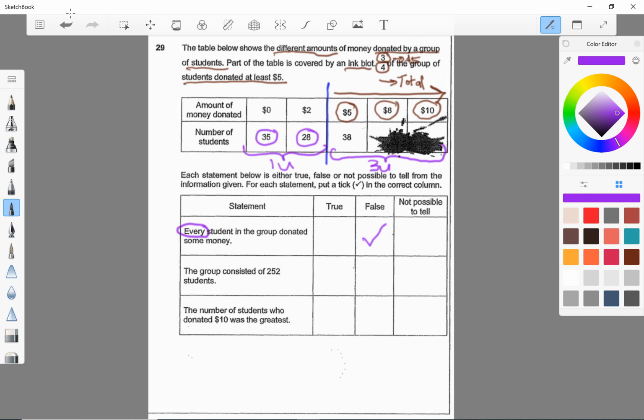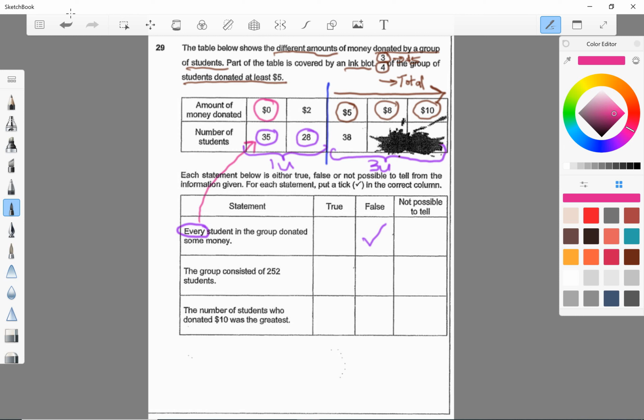Now, statement number 2. Okay, let me just use this red color ink to show you why it's false. So every student in the group donated some money, but if I take a good look at this column that shows $0, there are 35 people in there.